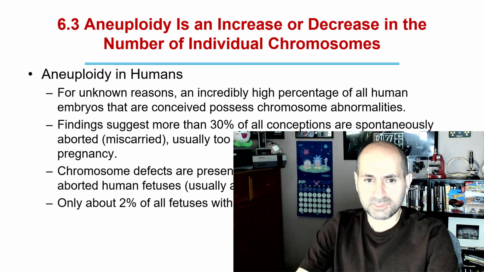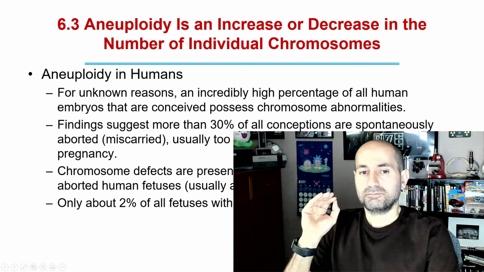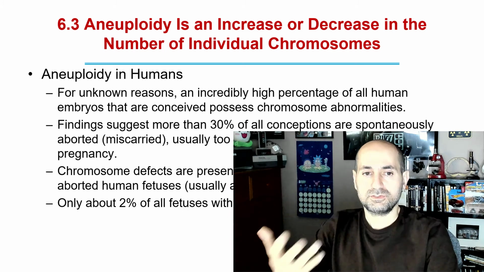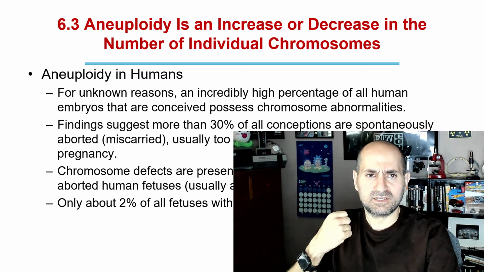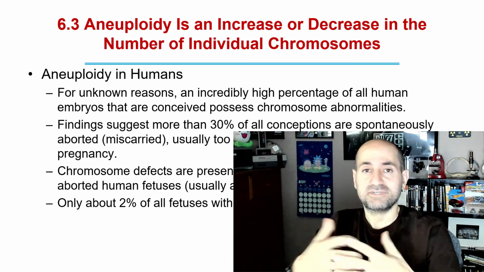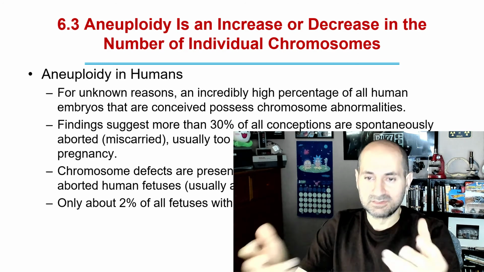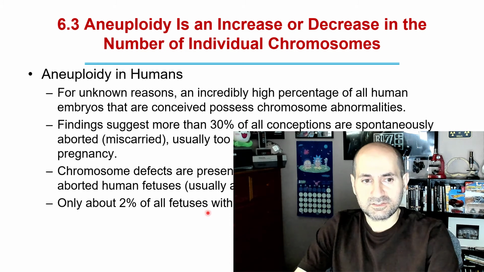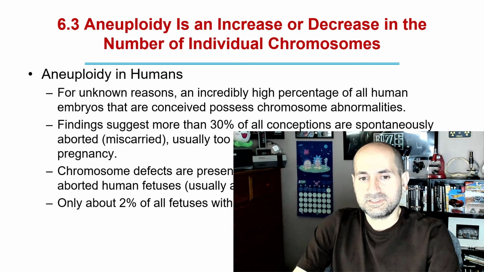Chromosome defects are present in at least 50% of spontaneously aborted human fetuses. Usually aneuploidy is the culprit. So many of the miscarriages that humans experience are due to aneuploidy, this incredibly high and unexplained rate of aneuploidy during conception. Only about 2% of all fetuses with a chromosome defect survive birth.